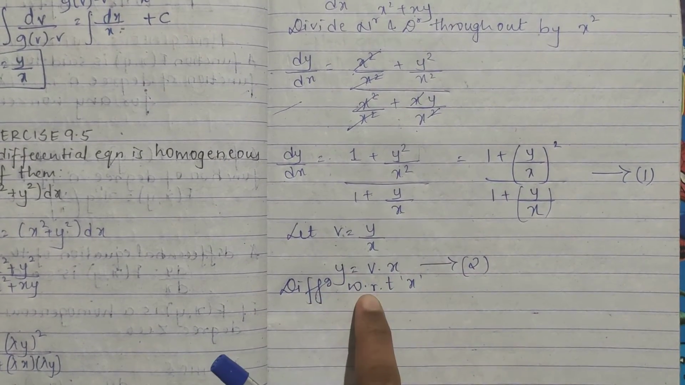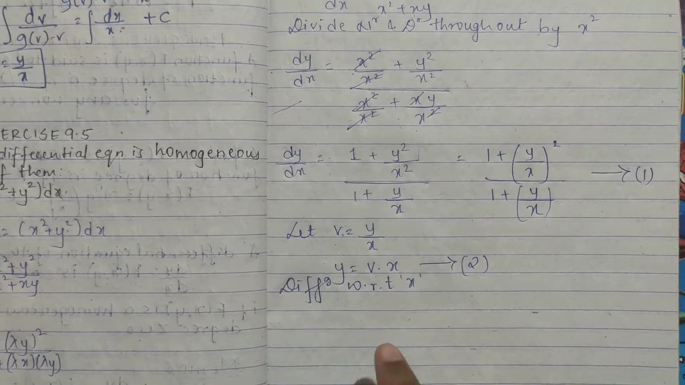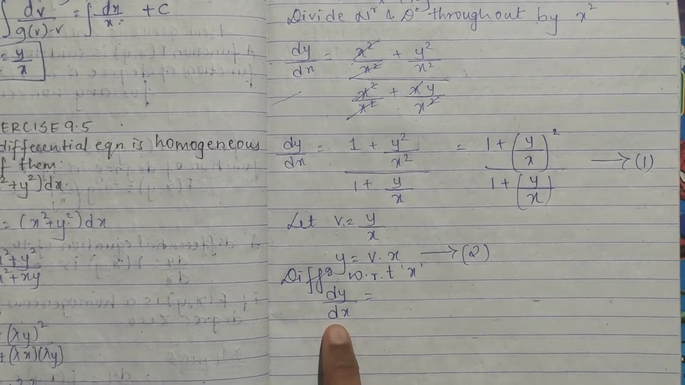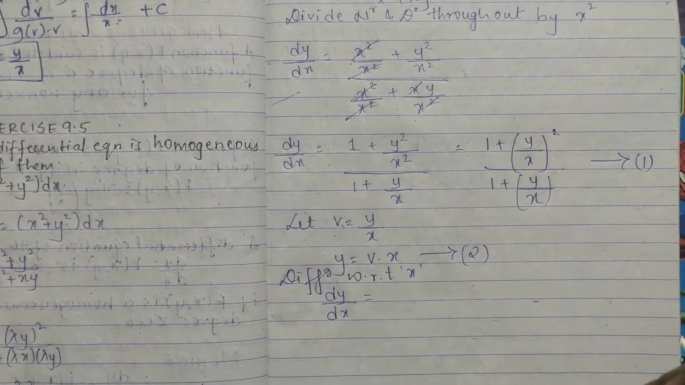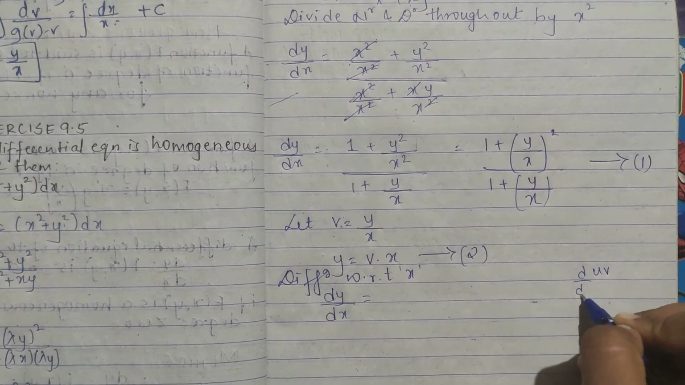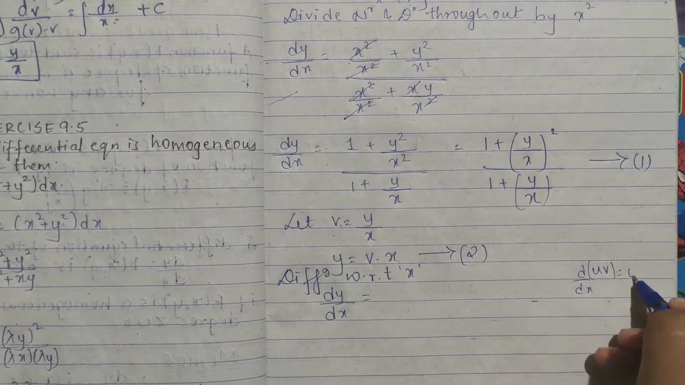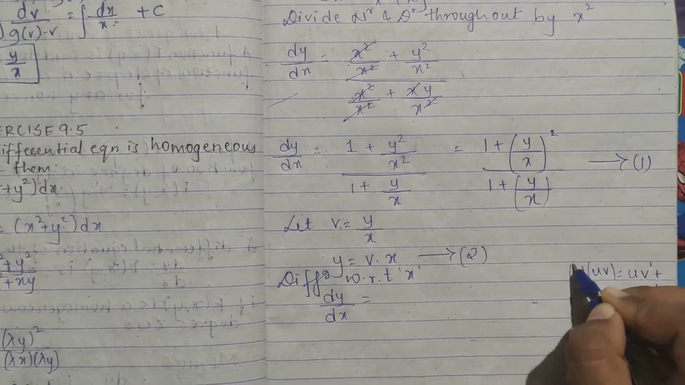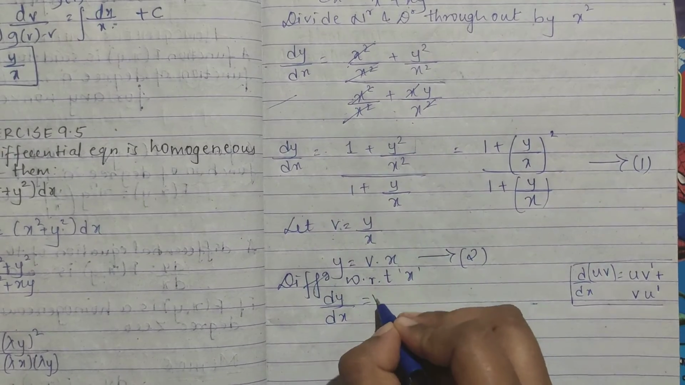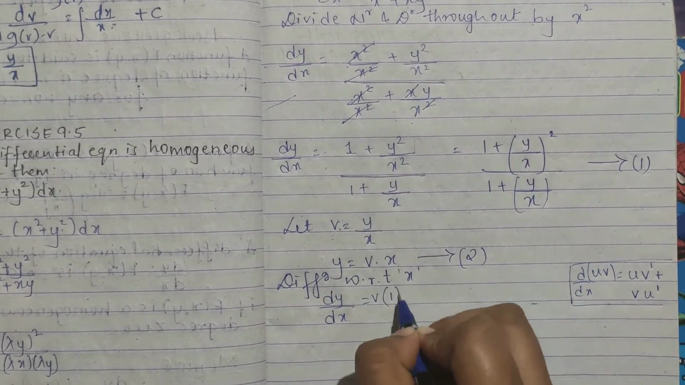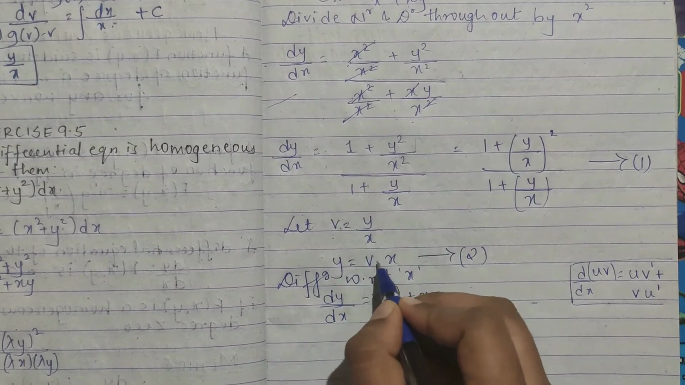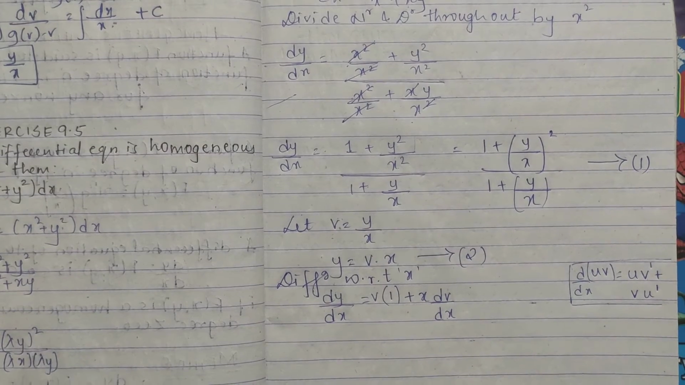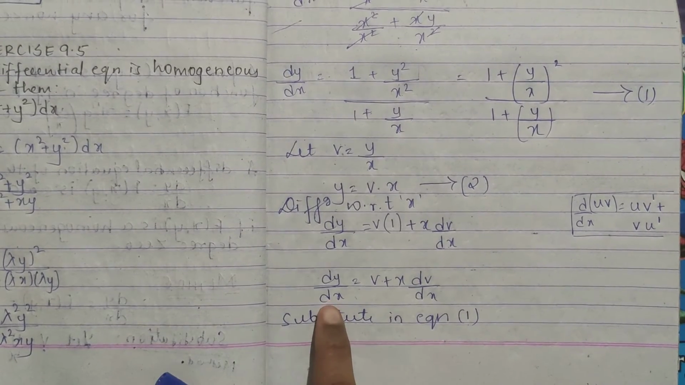Now we will differentiate this. Differentiating, we will get what? Differentiating y with respect to x, we get dy by dx. Here you have the product rule, right? For uv, differentiating with respect to x, how do we do it? Keeping u, differentiate v; keeping v, differentiate u. Same way, keeping v, differentiating x with respect to x is 1, plus x times the derivative of v with respect to x, so it will be dv by dx, right? So here you got dy by dx.